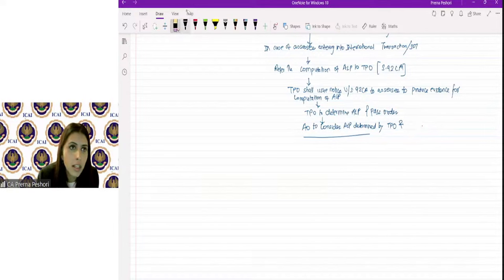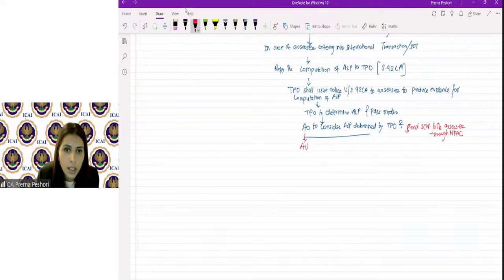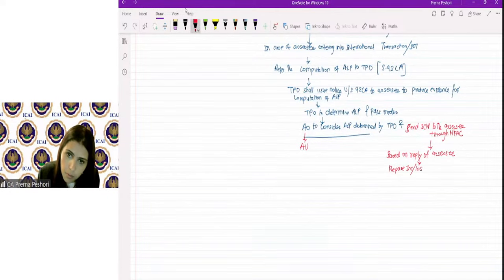Or you can write here: prepare and send the show cause notice to the assessee through NFAC. Fine. This AO will be the AU only, right? Then, based on the reply of assessee, prepare the income or loss determination proposal and share to NFAC.